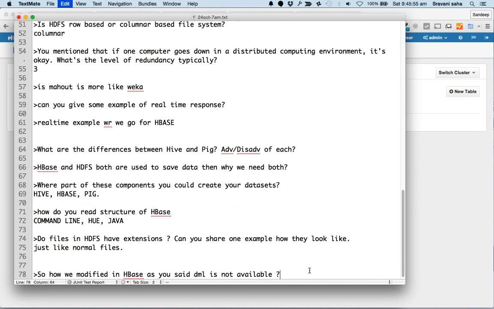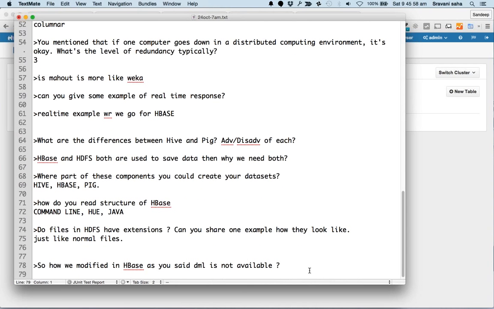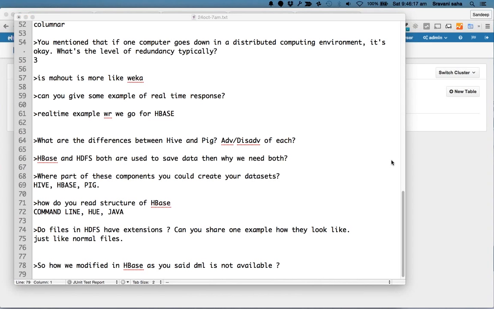The question from Kamal is, so how do we modify in HBase if we do not have DML? So the kind of DML we have here is very, very primitive, very simplified in terms of key value. It does have DML, but very primitive. It's not like standard.